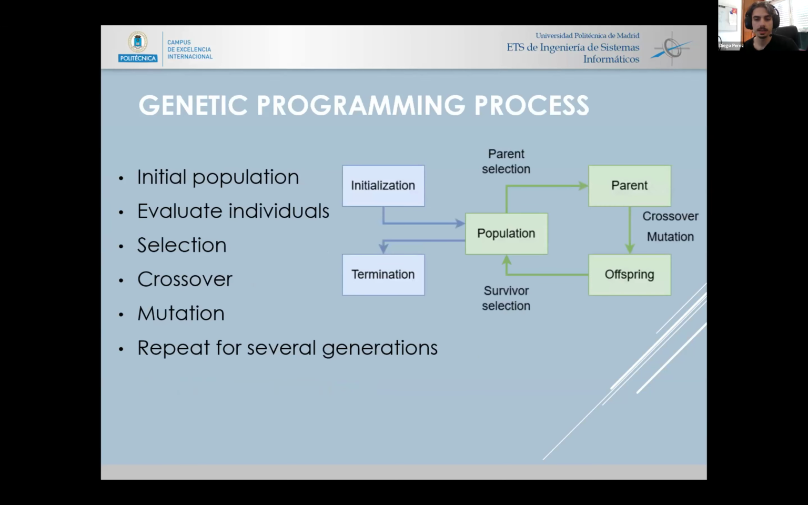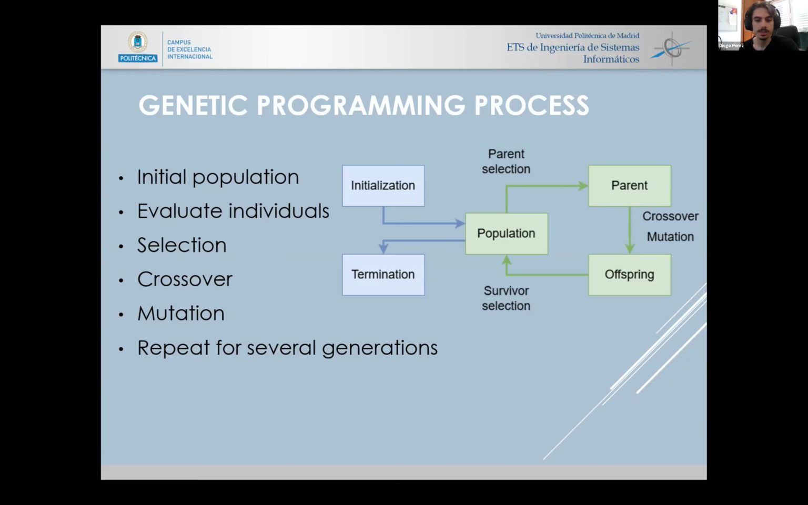Now I will explain the evolutionary process used in the GPMF model. First, we generate an initial population of random individuals, where each individual represents a possible solution. Then each individual is evaluated using an error metric, in our case, the mean squared error. After that, we select the best individuals based on their performance.